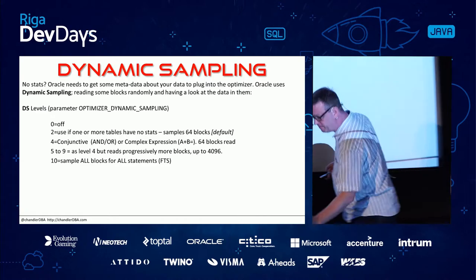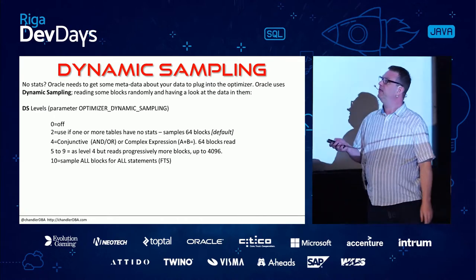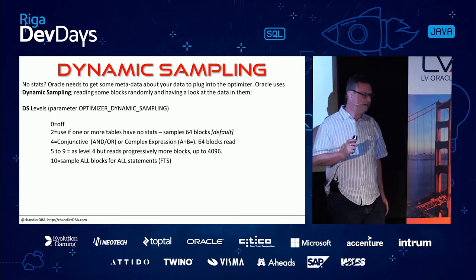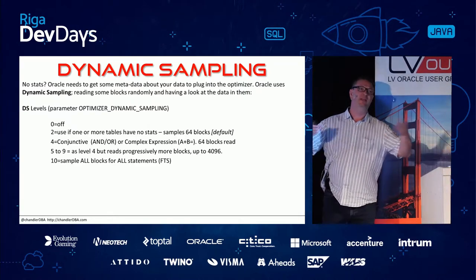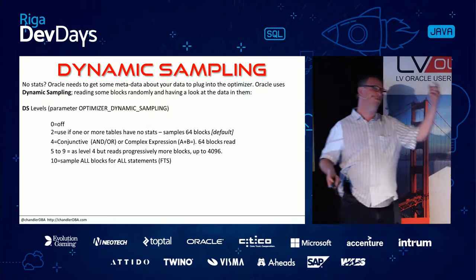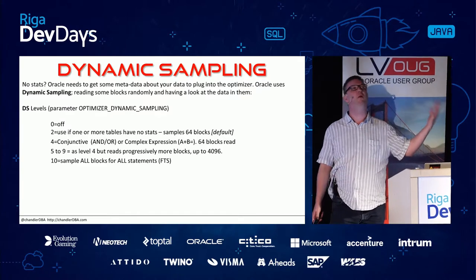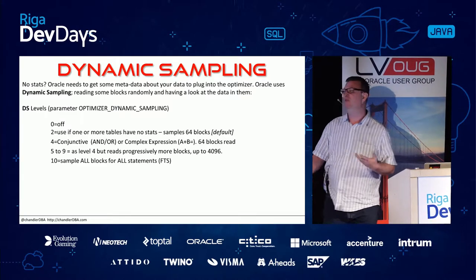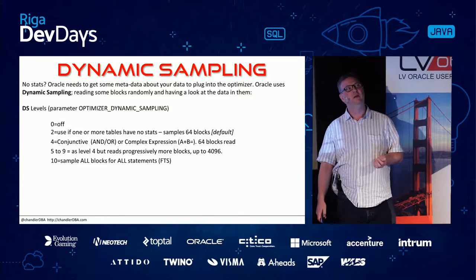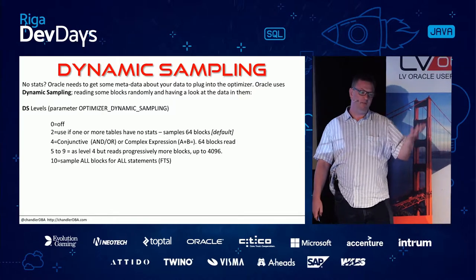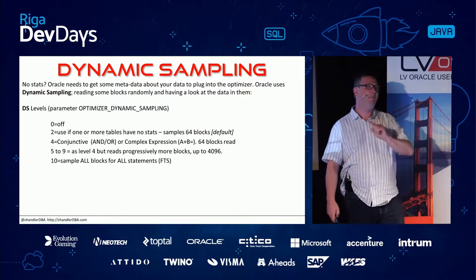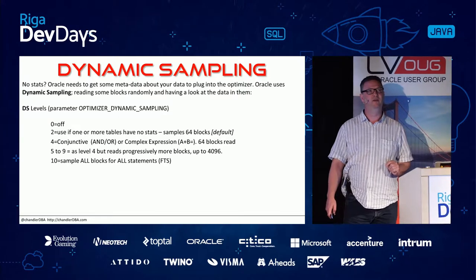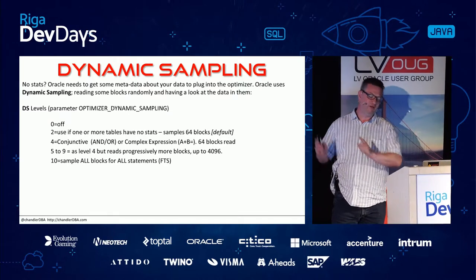Now, by default, Oracle sets it to level 2, which means if a table has no statistics, it will just go and do a random gather of 64 blocks of data. Now, if you've got a fairly small table, that's not too bad. But if you've got a table with a few billion rows in it, that might not be very representative of your statistics, of your data.